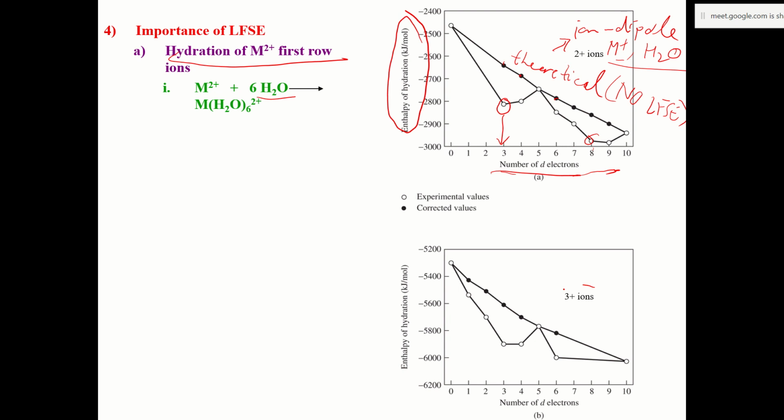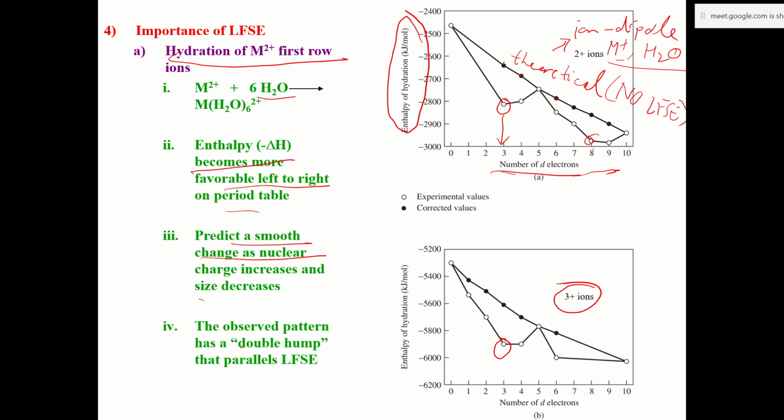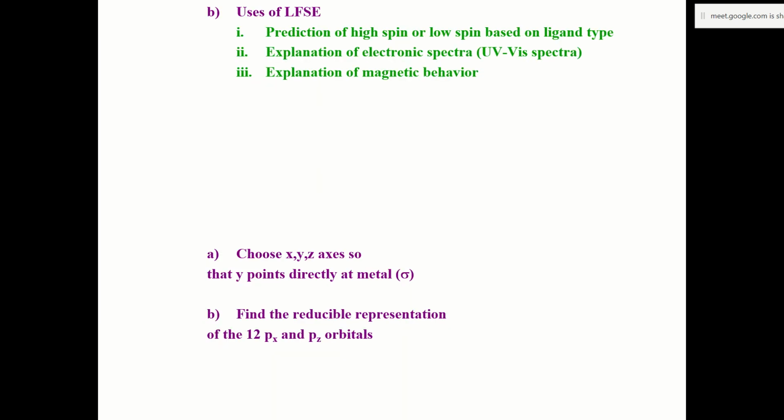So this is the series for the D3 plus ions, plus 3 charge. In all of them, the D3 situation is different like this. So this kind of graph can be obtained. Enthalpies become more negative, more favorable, left to right on the periodic table. In the case of a simple ion-dipole interaction, it should give a smooth straight line, the black dots, and the open circles that you see are when the LFSE is considered, the double hump is observed, which matches with the experimental results.